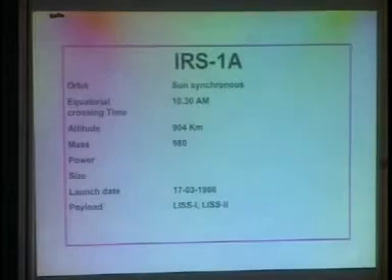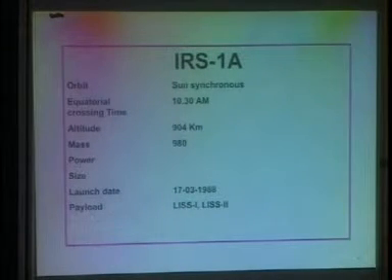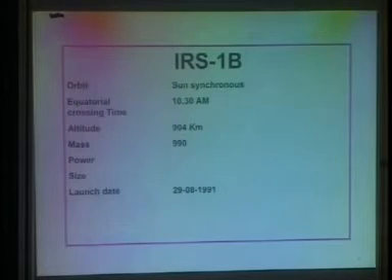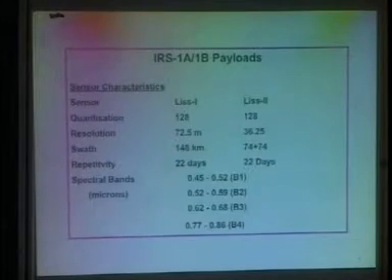IRS-1A, the first operational remote sensing satellite of India. This is the first remote sensing satellite which was made by us, and it was in a 904 kilometer orbit and carried two such cameras. One had a 36.5 meter resolution. Then slowly we moved on.